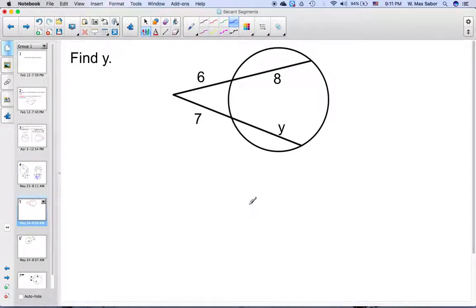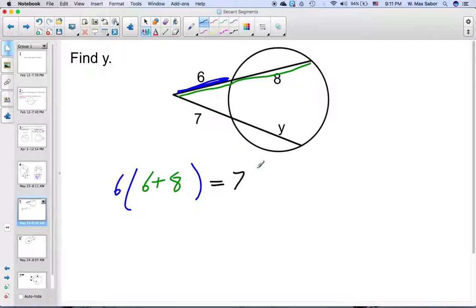Now this problem is different. What we want to look at is what's the outside. That's 6. And times the whole thing is not 8. We have to continue through 6 and 8. So 6 plus 8. If you wanted to write down 14, that's fine. The outside for the second one is 7. And the whole thing is not y, it's 7 and y.